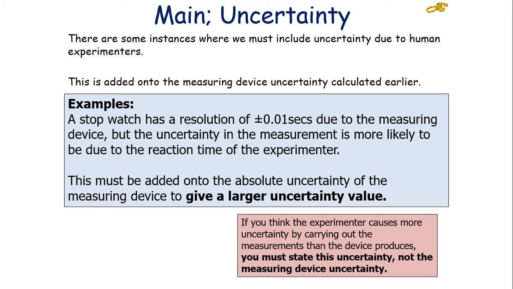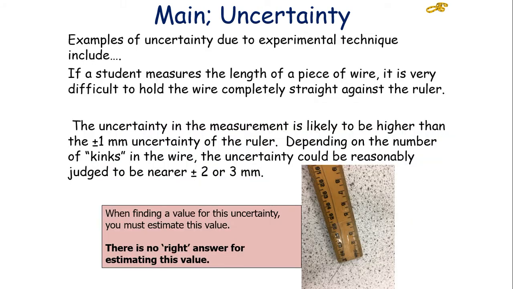So at this point you've got to add that absolute uncertainty to your measuring device to give a larger uncertainty value. So if you think the experiment is causing more uncertainty by carrying out the measurements than the device produces from its resolution, you've got to state this uncertainty and not the measuring device uncertainty.